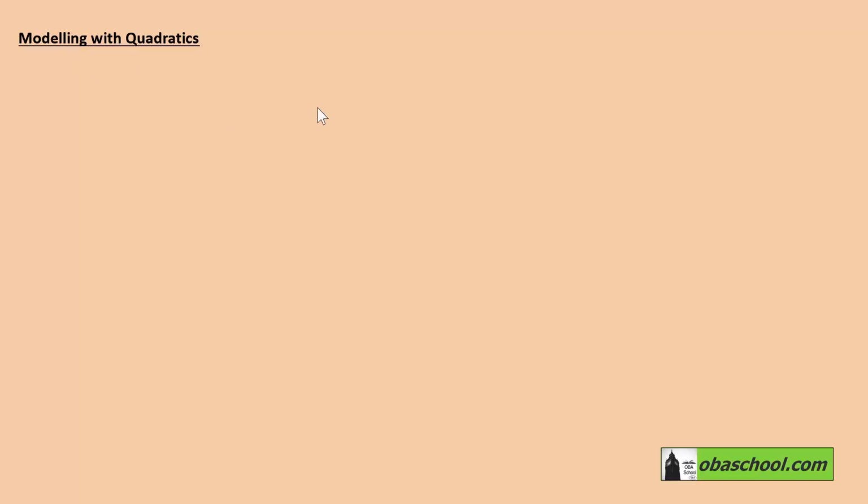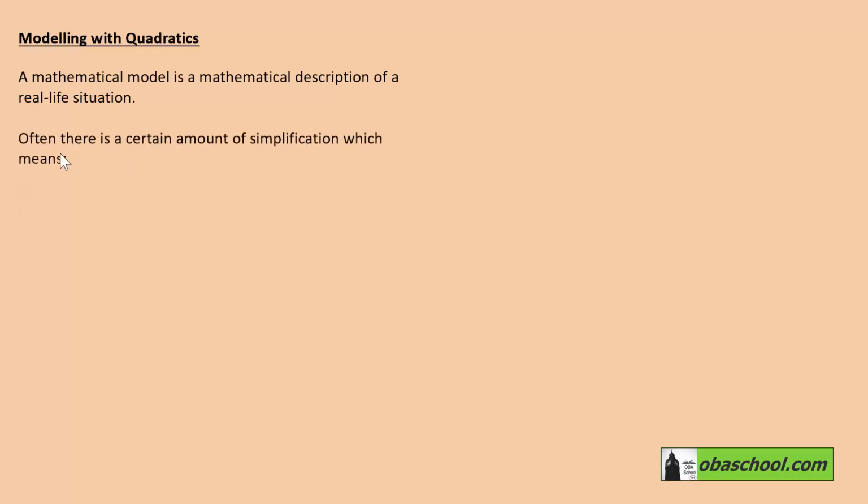Modelling with quadratics. A mathematical model is a mathematical description of a real-life situation. Often there is a certain amount of simplification, which means the model is easy to work with, but we can get reasonable results. So there's a little bit of give and take with this. You want a model that you can work with, but also provides you good results about a real situation.